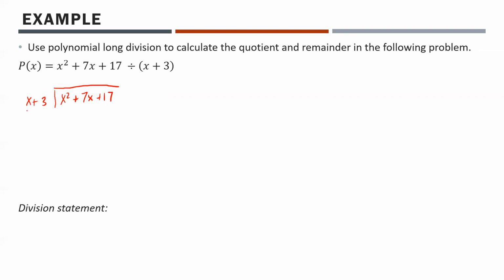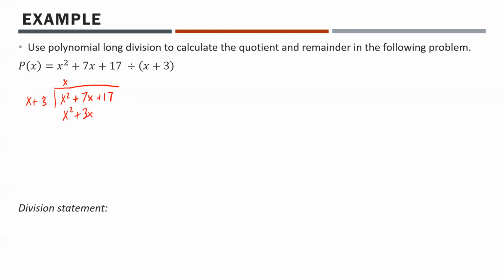So I would just focus on your leading terms, x and x squared. Think about what you would have to multiply x by to turn it into x squared. Well, the answer to that would just be x. If you multiply x times x, you'll get x squared. So we'll multiply this by x. X plus 3 times x is going to be x squared plus 3x.